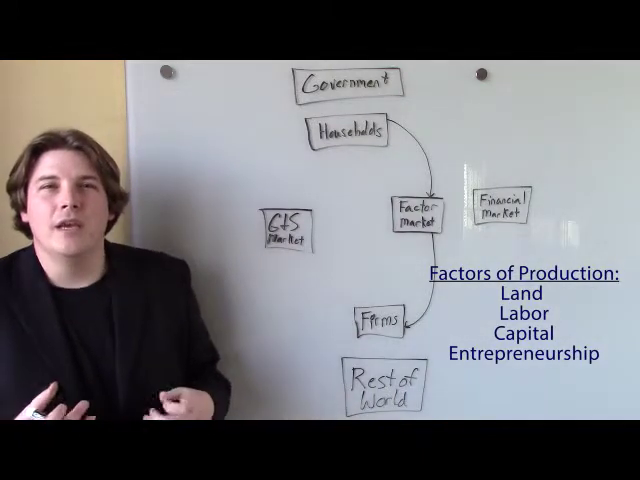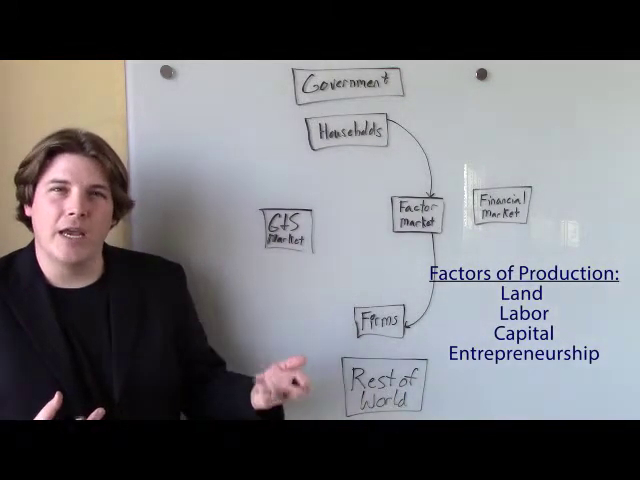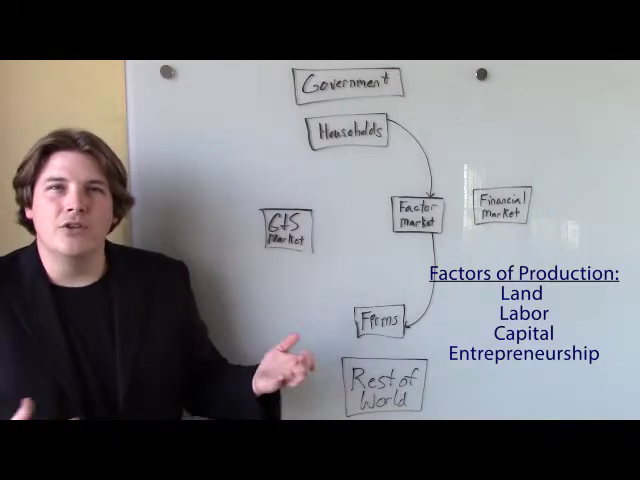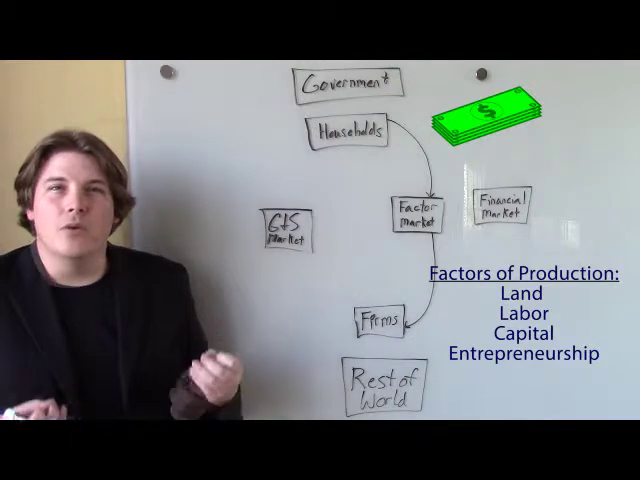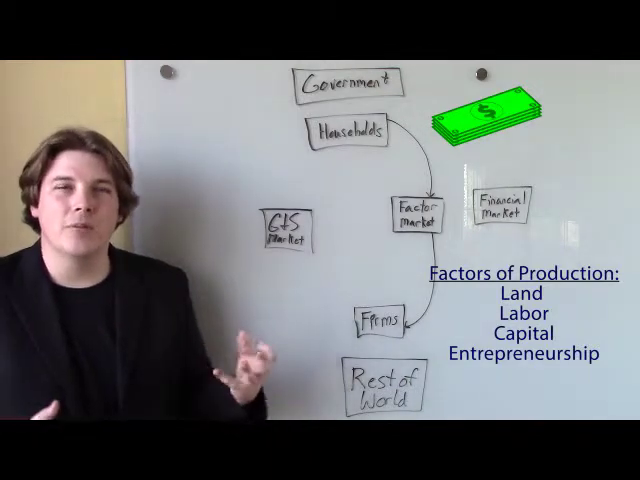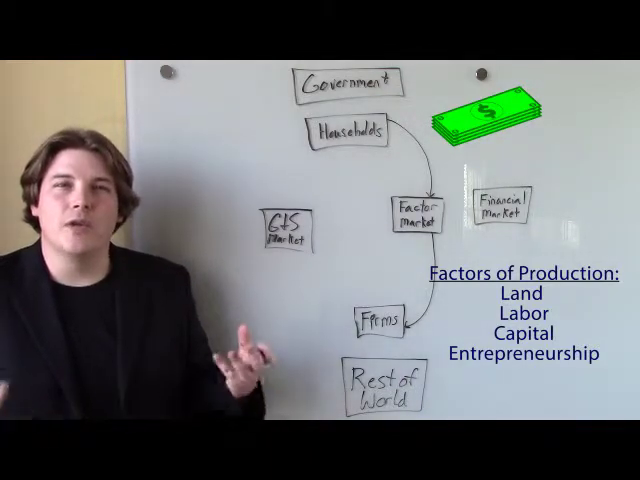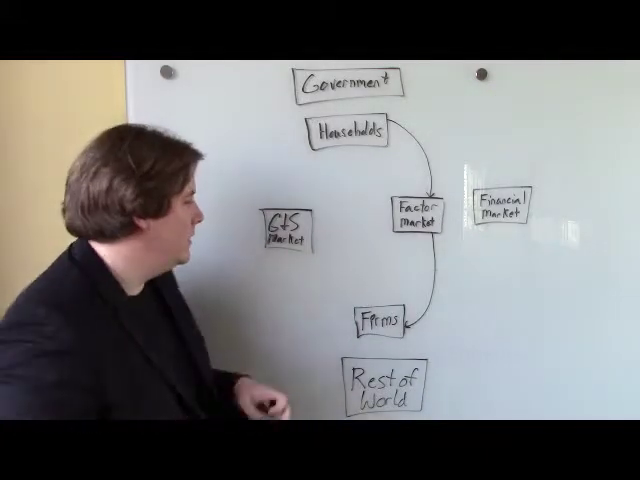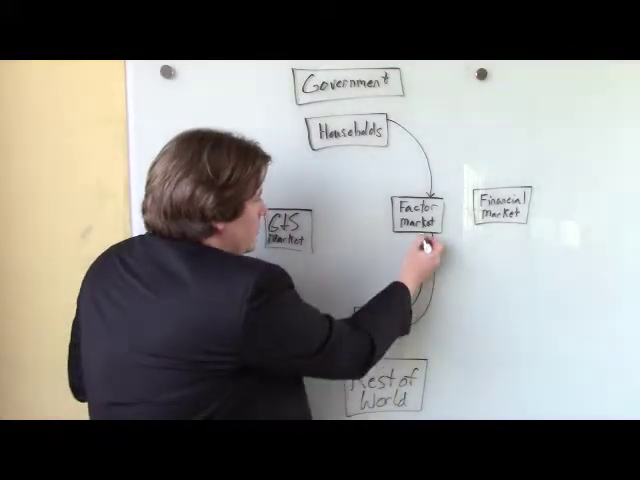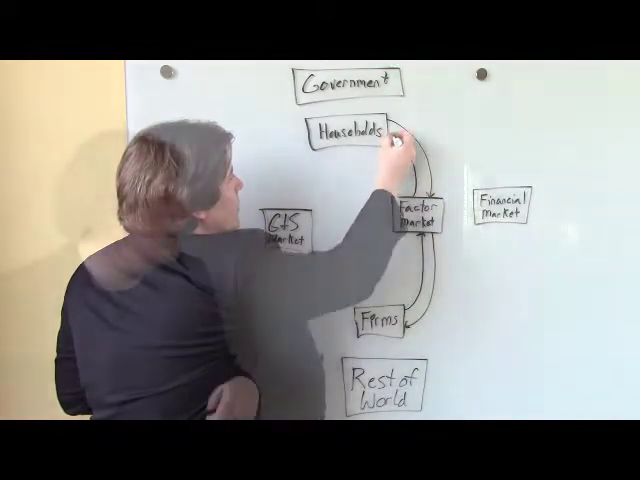that we use. In exchange for that land, labor, capital, and entrepreneurship, the households are going to require wages, interest, profits, or rent. Land, you get rent. Labor, there are wages. The interest rate comes from capital. And of course, profits are earned by entrepreneurs who take risks. So this money goes from the firm to the households.